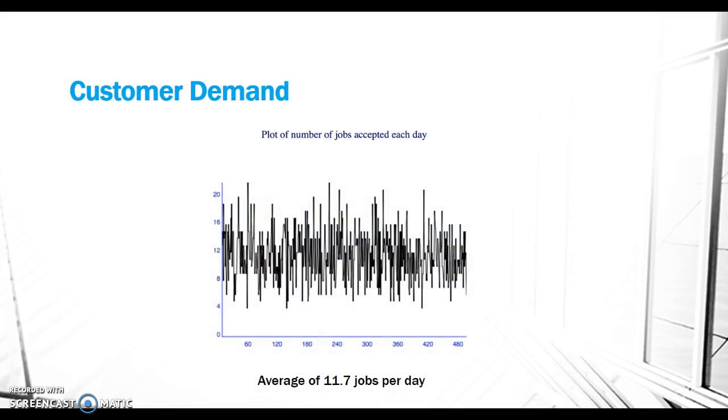And so here are the results from Littlefield, starting with customer demand. Here's a plot of the number of jobs accepted each day. We were averaging about 11.7 jobs per day. This is important information because it helped us develop our EOQ model. It could also be important for forecasting. And this information is also important because it shows us how volatile our customer demand is, which basically helps us in knowing how accurate our model is.